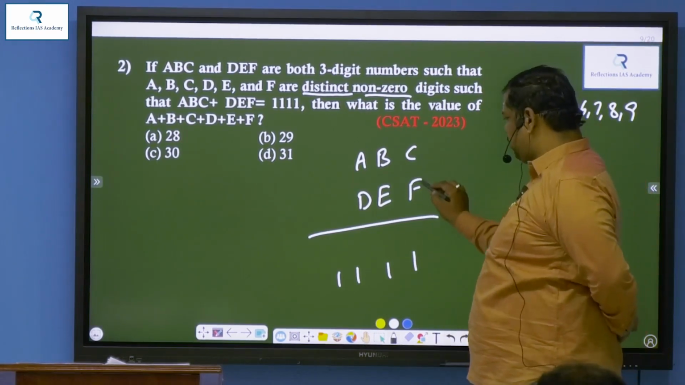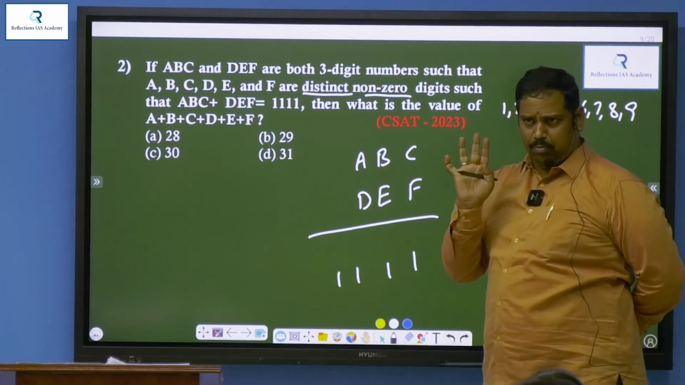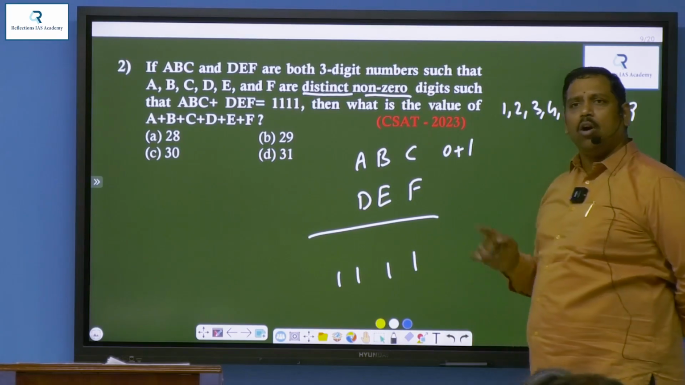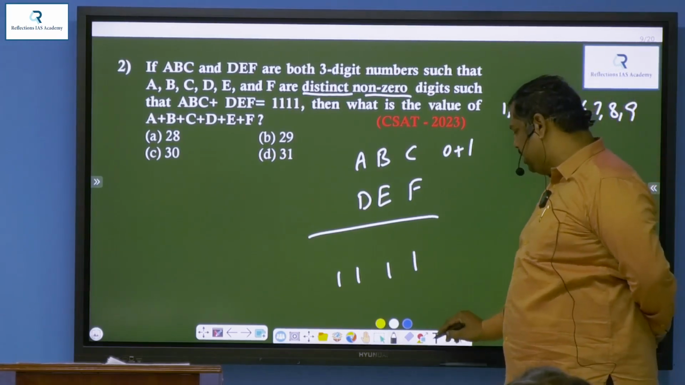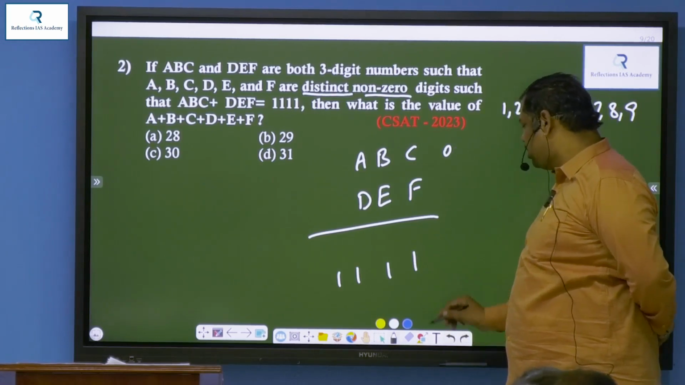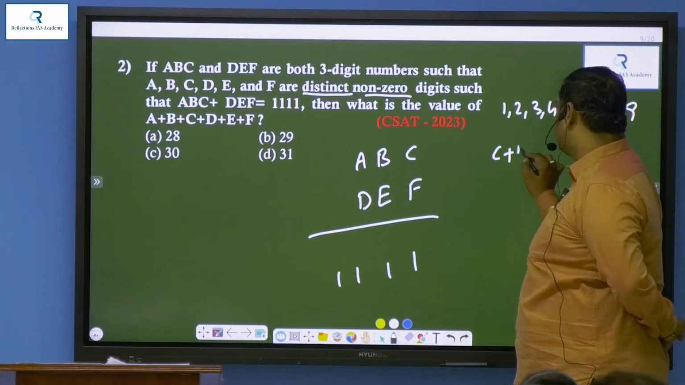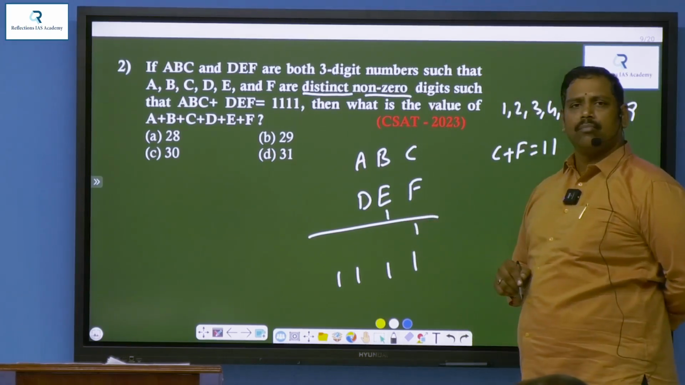Okay, tell me here, C plus F should be either 1 or 11 actually. To get 1, one should be 0 and the other should be 1, right or no? But all are non-zero digits, so is 0 possible or impossible? Impossible. That means C plus F will be 1 or 11. C plus F is equal to how much? 11. Okay, 1 I am writing here, 1 I am writing here.